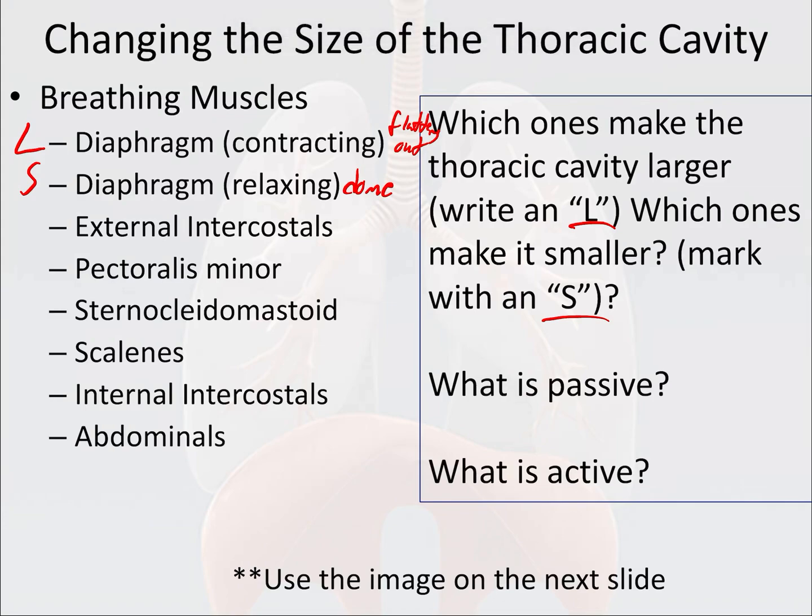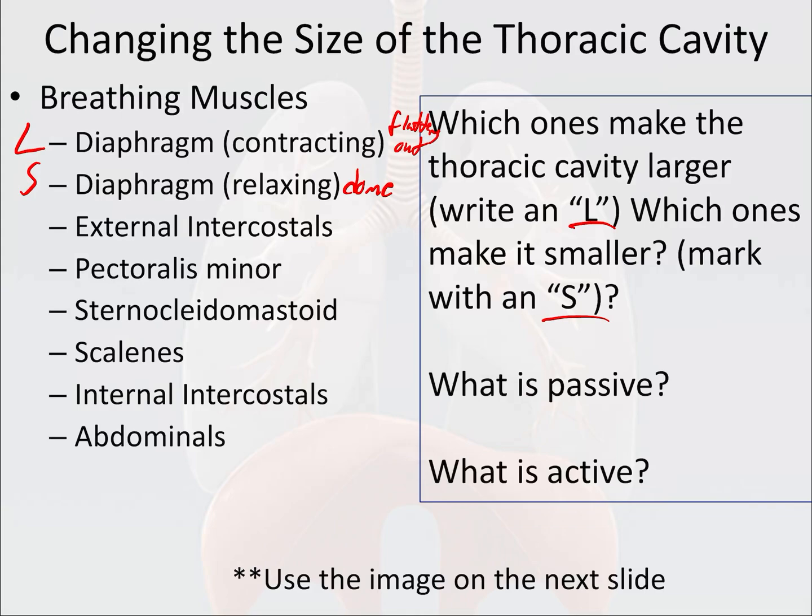Okay, we have external intercostal muscles that are going to be lifting each rib up. When you think of ribs, like when you go to a steakhouse and order some ribs, the meat between the bones of the ribs is your intercostal muscles.